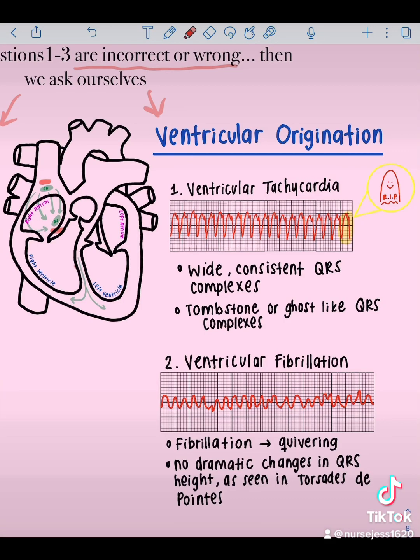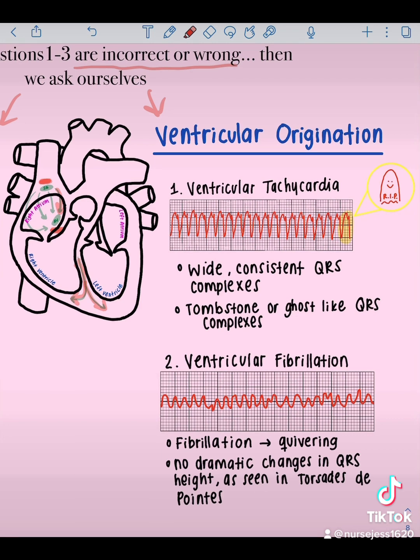Alright, so let's zoom in here and recall the electrical activity of the heart. Electrical activity originates in the SA node, sinoatrial node. It depolarizes the atrium and lands in the atrioventricular node, which holds that impulse for a fraction of a second before it depolarizes the ventricles. Now, when we have dysrhythmias from ventricular origination, this typically occurs after the AV node.